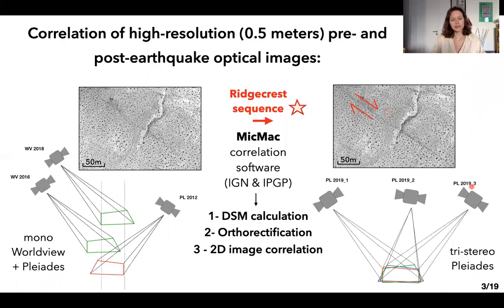Finally, once we have corrected the images, we can do the horizontal correlation using MicMac as well, that enables us to find the position of a pixel in the X and Y directions between the two acquisitions. And so we have the horizontal displacement field during this earthquake. These methods enable us to keep the input resolution of the images, so we have 1 point of measurement every 50 centimeters, and also we are able to detect displacements down to 10 centimeters in the case of the Ridgecrest earthquake.